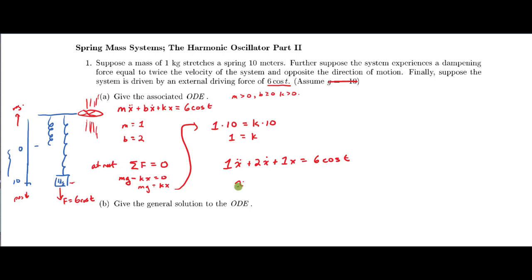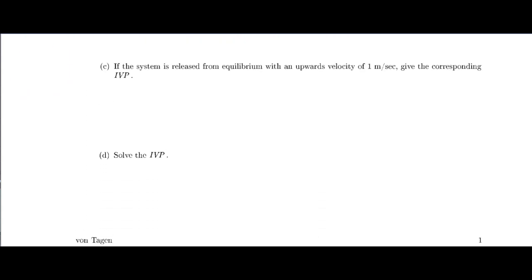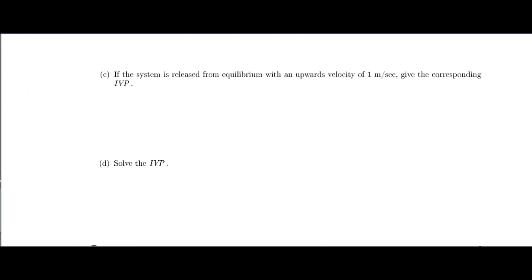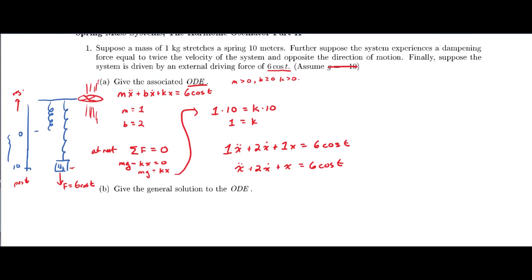So let's just write that again. x double dot plus 2x dot plus x is equal to 6 cosine t. And there's our ODE. Later on in these problems, I'll go ahead and give you some initial conditions to solve this. But for right now, there is our ODE.